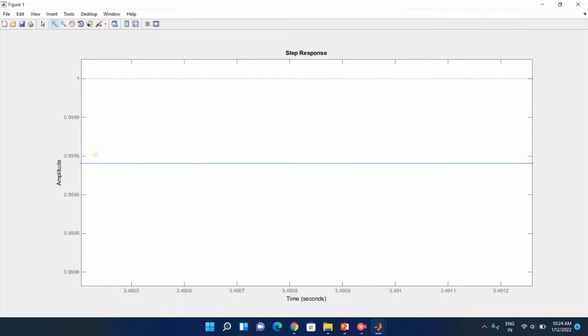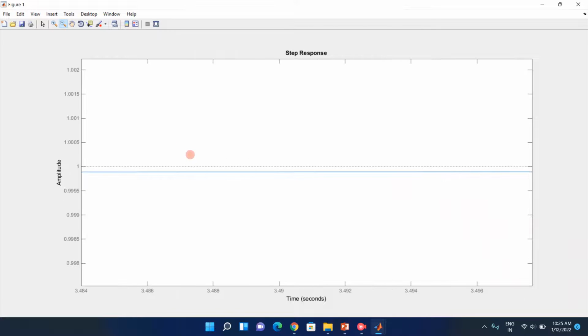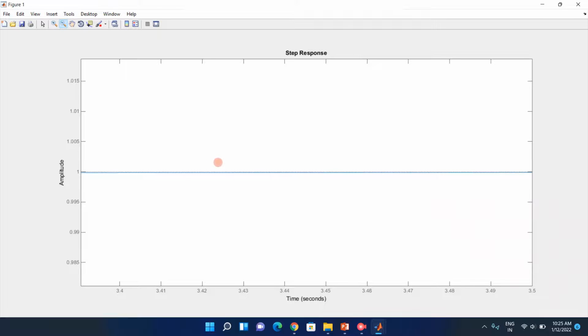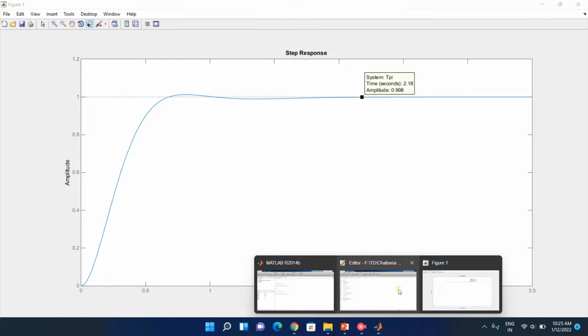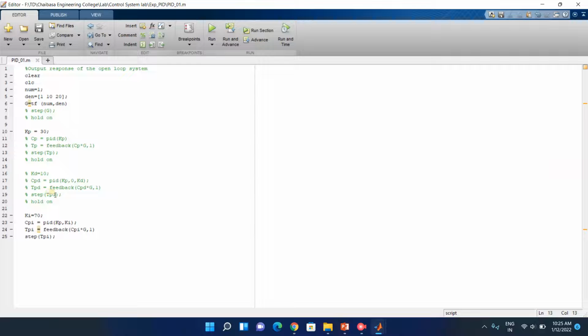Okay, it is almost 0. If we keep on increasing, see, it is 0.9999 and it is 1. So it is almost 0. In the previous case we have seen that there was a considerable amount of error, so there was significant error. But in this case there is no error. But one thing is there: the time taken to settle, it took more than 2 seconds to settle.